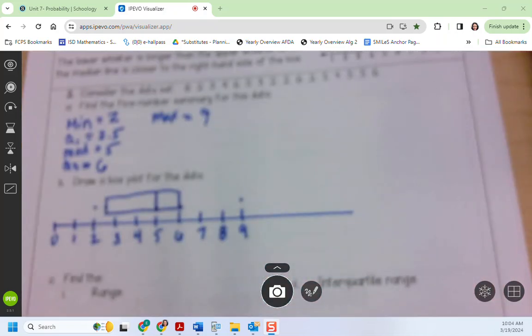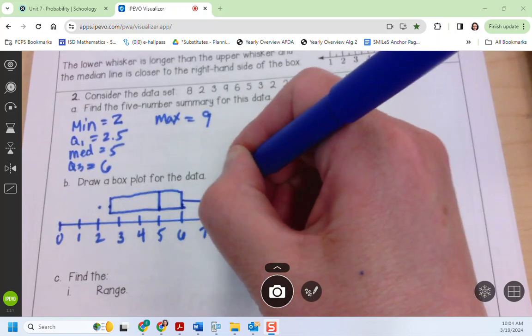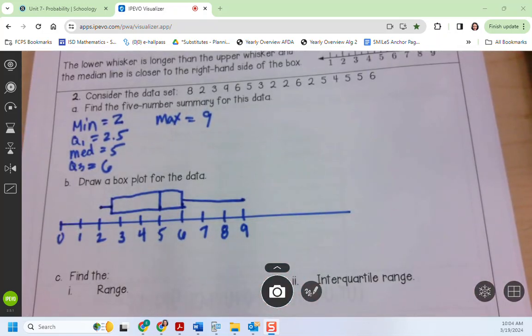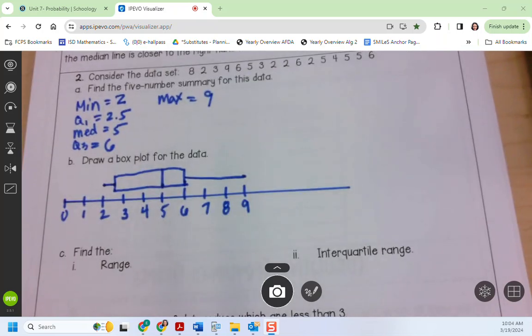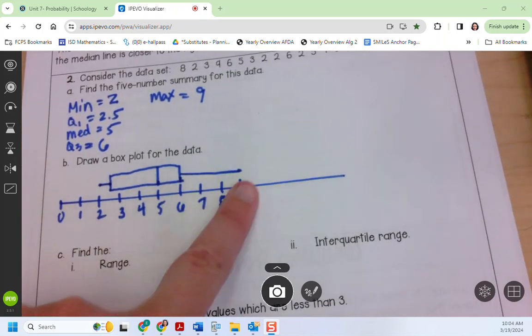And then the whiskers go on the sides to the other ones. So something to keep in mind about the box and whiskers plot, hopefully you drew a prettier one than me, is that the median means that half the data is on this side and half's on this side.